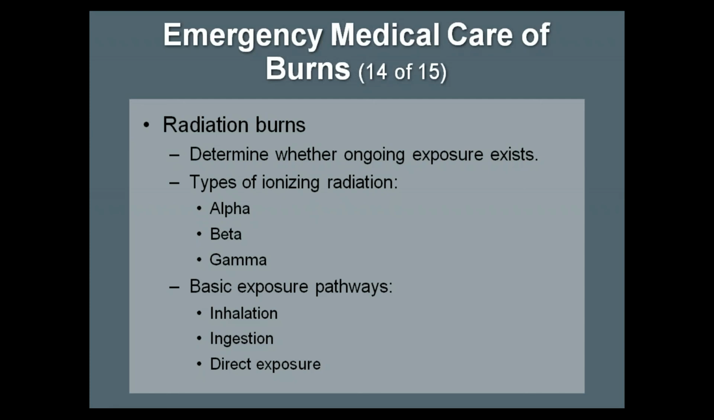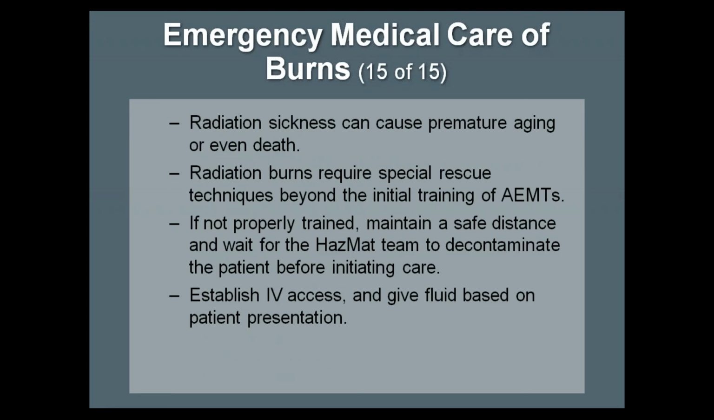I'll be honest with you. In your book it just says the three types, but I believe beta is basically any kind of barrier like clothing and things like that. I apologize if I'm wrong. I would follow back up on that. But whereas gamma is what? Lead. Yeah. So radiation sickness can cause premature aging or even death.